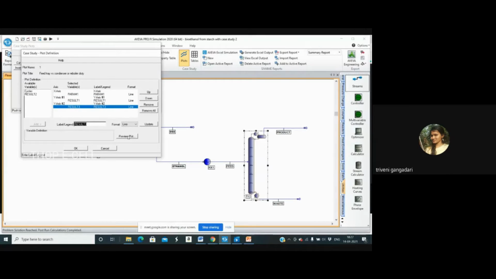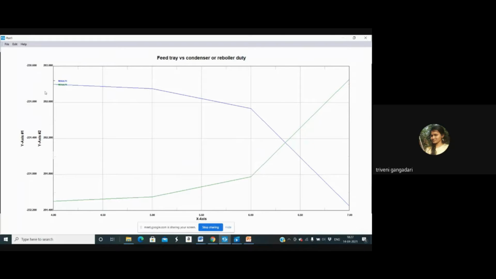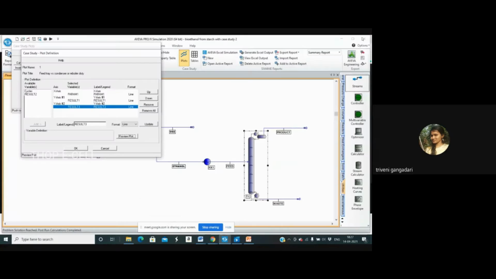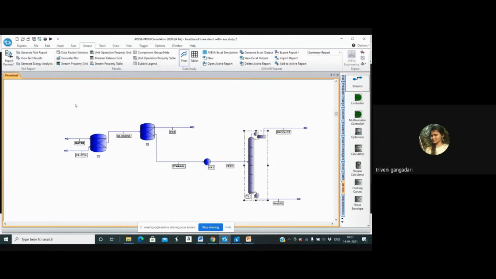So to preview the plot, let us click on it. This is the plot. They seem like they deviate much, but the scale is very small, that's why they seem like they deviate much. And similarly, the second plot is also plotted. Yes, this is how we build the flow sheet.